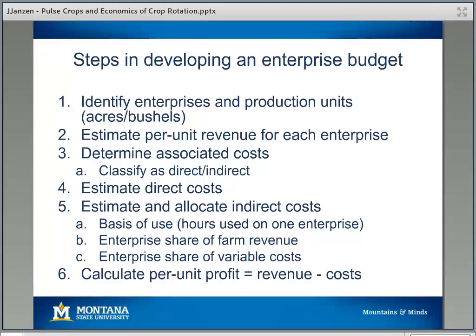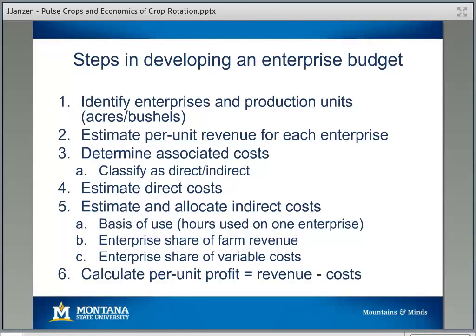Sometimes it's appropriate to allocate a machinery cost solely to one enterprise. Say we're using a land roller in the production of lentils, where we want to do that, and we're not going to roll our wheat ground, right? We want to allocate that cost to lentils. That essentially indirect cost looks a lot more like a direct cost.